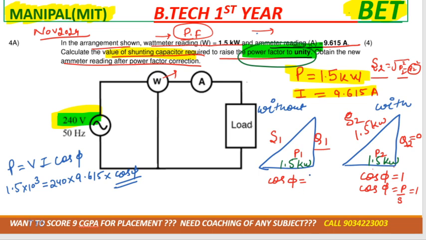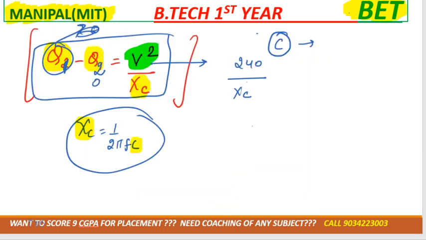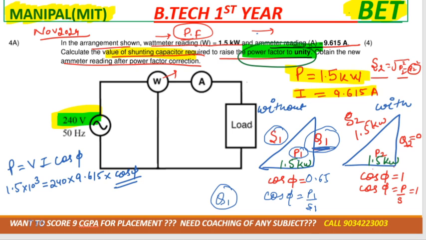If you have cos phi, if you have P1, can you get S1? By the formula cos phi is equal to P1 by S1. If you have S1, if you have P1, can you get Q1? After getting Q1, can you substitute in this formula? You have Q1, you have Q2, you have voltage. Can we have Xc? After having Xc, can we have C? Like, look carefully once. If any doubt, then let me know. Okay. Now we calculated the shunting capacitor.